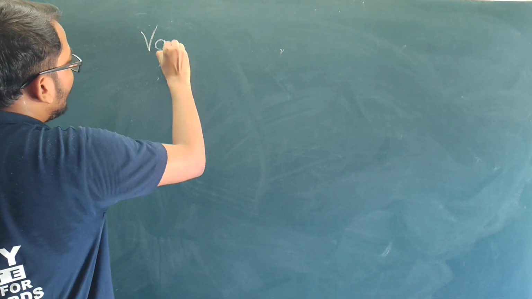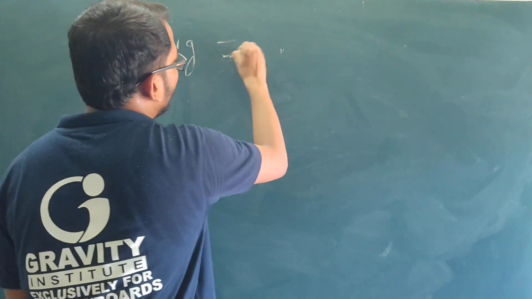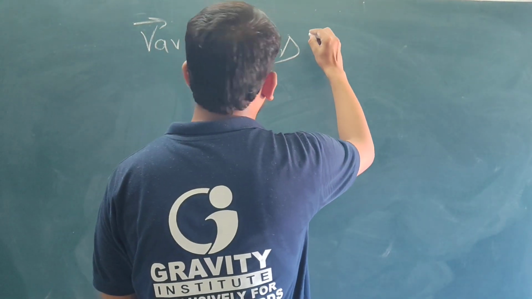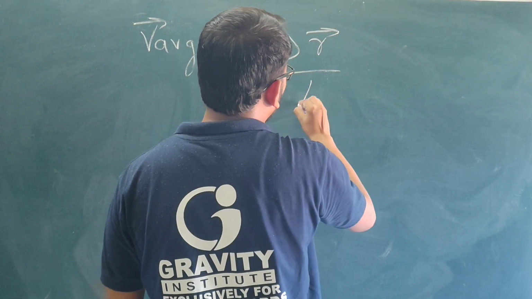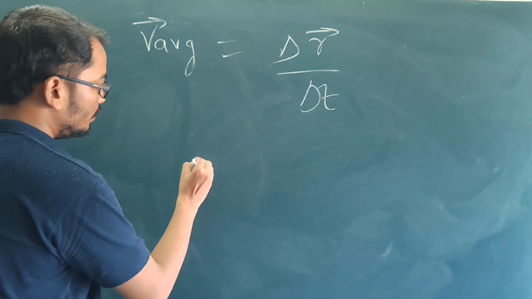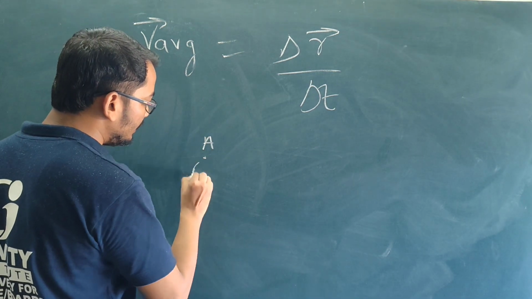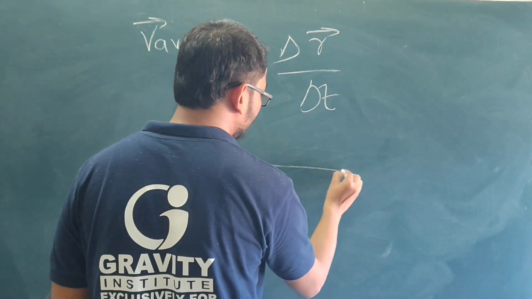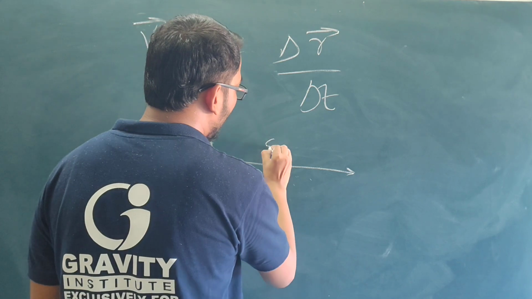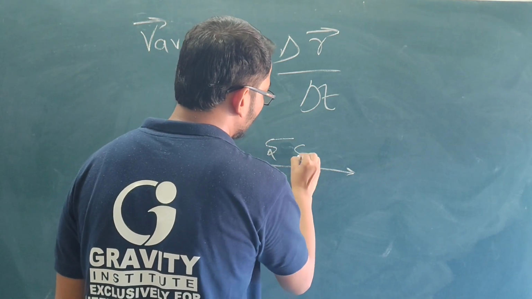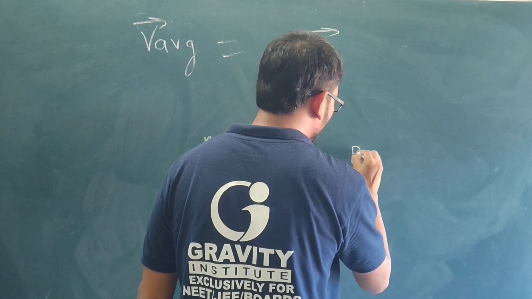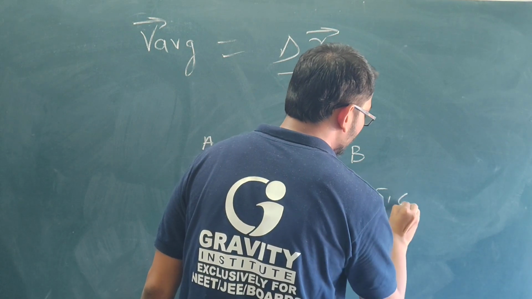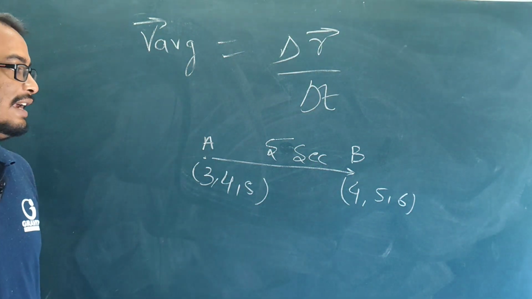We are going to have questions on average velocity. Suppose the position of the particle at A is (3, 4, 5). After 5 seconds, the position at B is, suppose, (4, 5, 6). We have to calculate the average velocity.